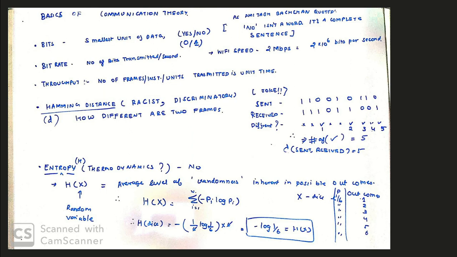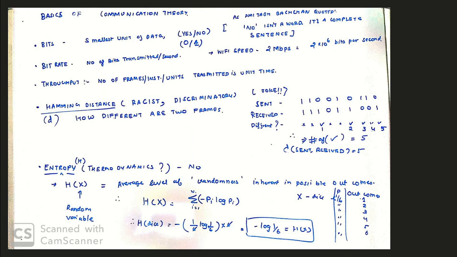Hamming distance. This is racism between frames. Discrimination. Just a joke. How different are two frames? We need a method to measure how different two frames are bitwise.